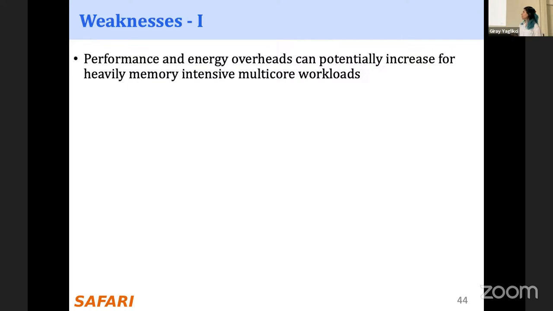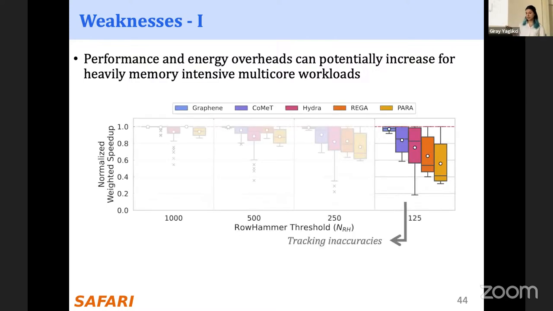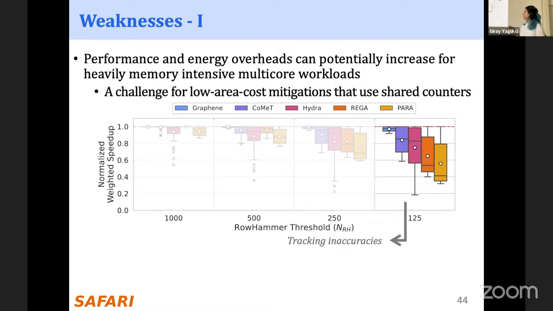Basically, the first one is performance and energy overheads can potentially increase for heavily memory-intensive multi-core workloads. So we presented actually some results for that, right? When you look at the RowHammer threshold of 125, you see that the average performance overhead is not prohibitively large, but it's increased compared to Graphene, which we sort of consider as one of the lowest performance overheads out there for RowHammer mitigations. This is because CoMeT incurs some tracking inaccuracies and therefore has a higher performance overhead. And this is a challenge for low area cost mitigations that use shared counters.